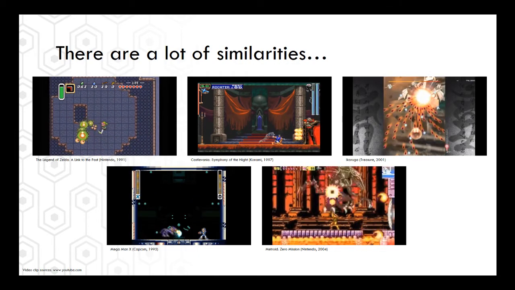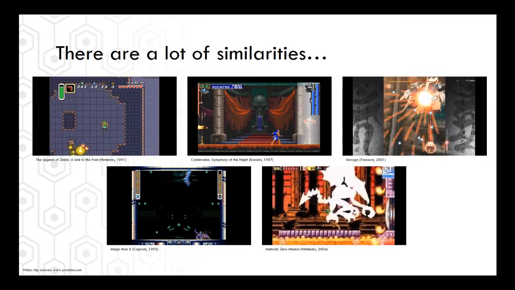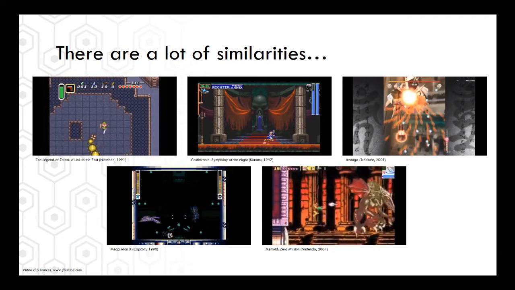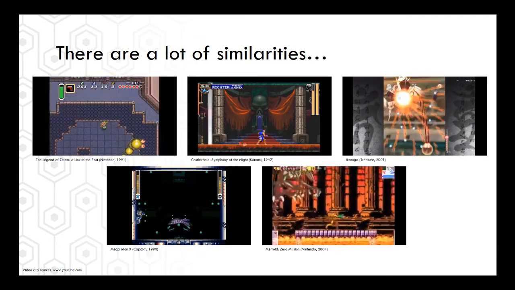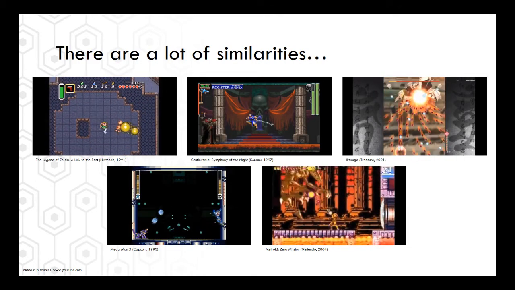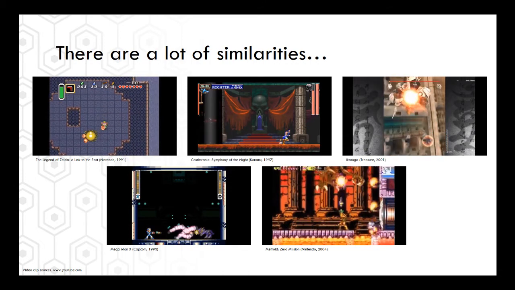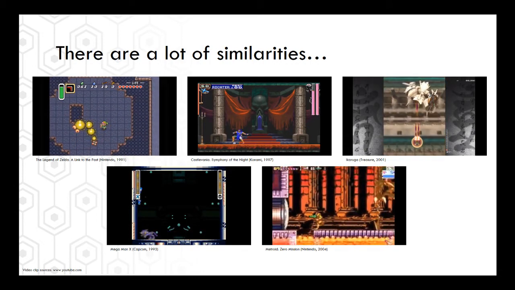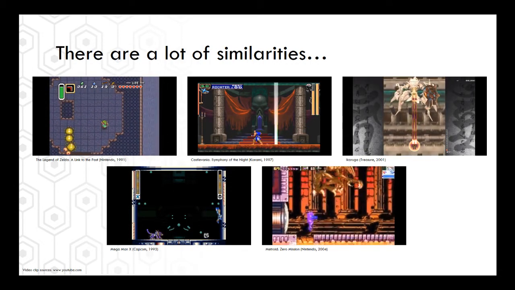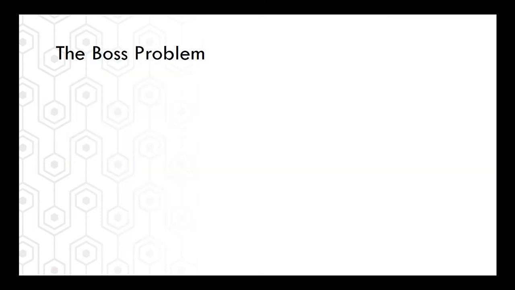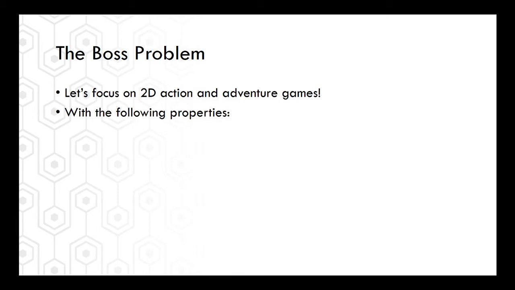And so if we just pretend that everything is just a bunch of moving shapes, we might notice that it's just a bunch of shapes moving around on the screen and different things are happening, and what happens tends to differ based on the mechanics of the game. But for the most part, we might be able to generalize this. So I'm going to formally state the boss problem again. So first, let's focus on 2D action adventure games. And we're specifically going to focus on games with the following properties.